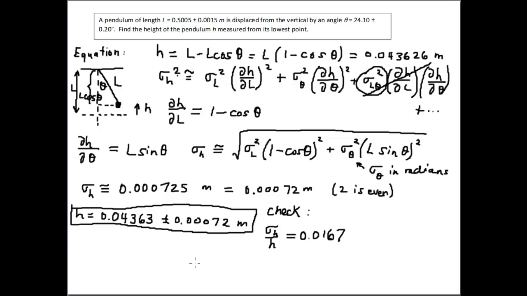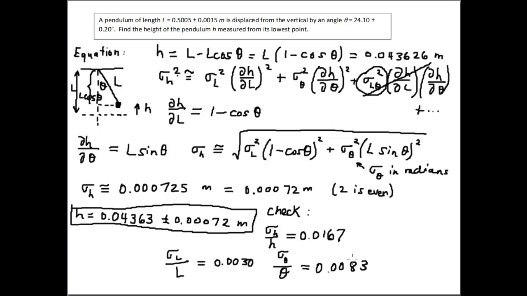And then I can compare that to sigma L over L. That's easy enough to do because I'm given the values for L and its error. When I do that for sigma L over L, I get 0.0030. And when I do the same thing for theta, sigma theta over theta, I get 0.0083. And the reason for doing this check is the fractional error in the final quantity should always be more than the fractional errors in any of the individual quantities.